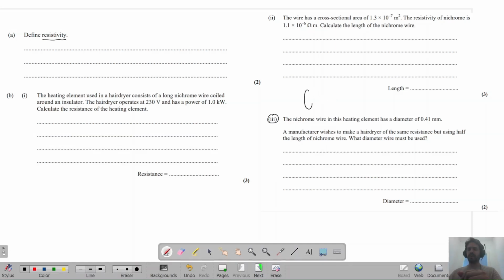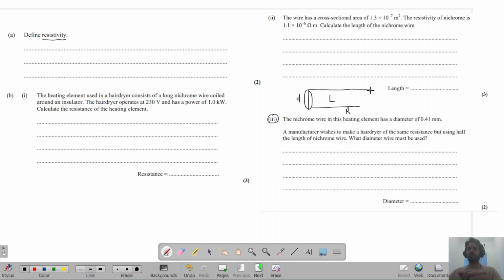We have a wire and the diameter of this wire is given. It's 0.41 millimeters. And also this wire has some fixed length, let's say L, and this is the diameter D, and this wire has some resistance R. Now the question is that if the manufacturer wants to change the length of this wire, but at the same time we want the resistance to remain constant, right?